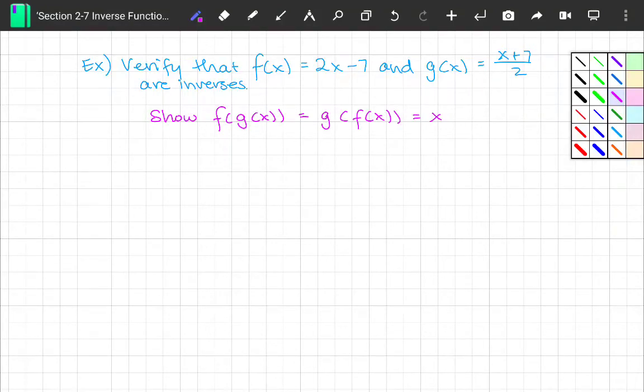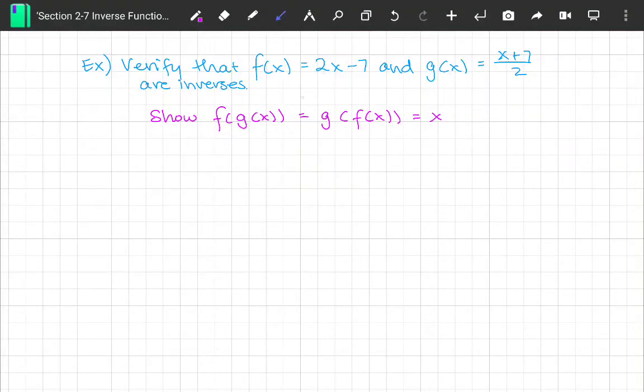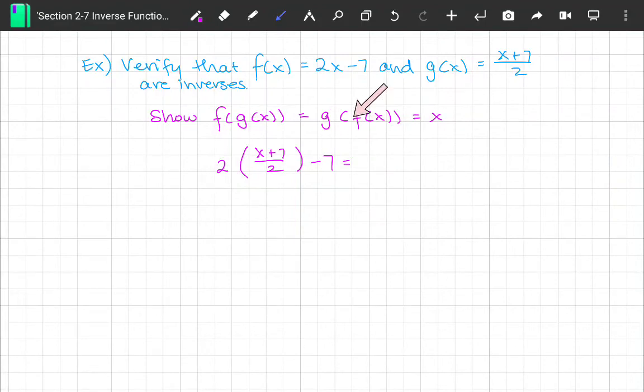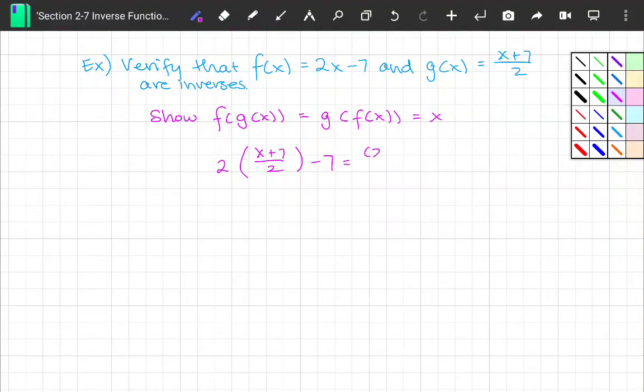All right, let's actually do it. Now remember how your compositions work. So f of g means we're going to take g and put it into f. So we're going to have 2 times x plus 7 over 2, minus 7. And then here we're going to put f into g. So we're going to take 2x minus 7 and put it into x. So we're going to have 2x minus 7 plus 7 over 2. And we're going to show that you get x.